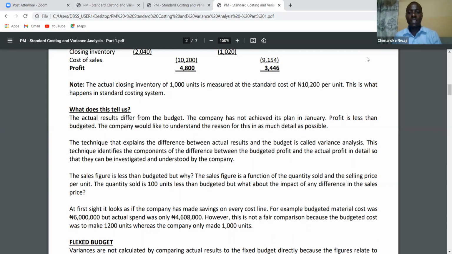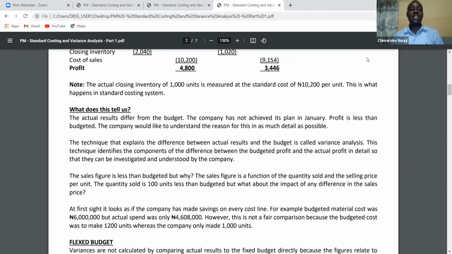You now investigate. You break it down to their components. Selling quantity, sales quantity. Oh, it's different. We planned to sell 1,000, but we actually sold 900. So that's one difference. What about the price? We planned to sell at 15,000, but now we are selling at 14,000. Oh, these two will be the differences.